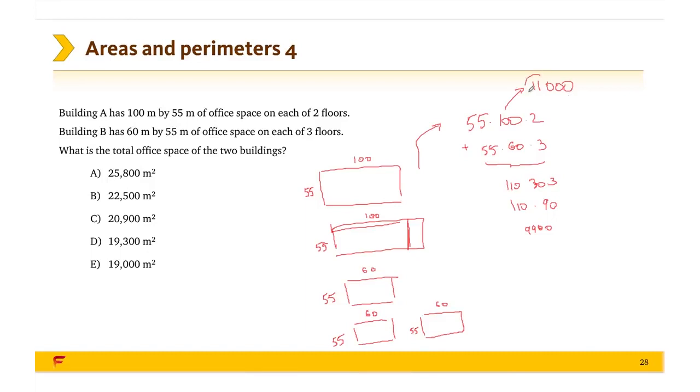And the answer is then 11k plus almost 10k. That should be almost 21k, but slightly below that. So that should be 20,900 square meters. Do we have such an option? No, yes. Here it is. That's our answer.